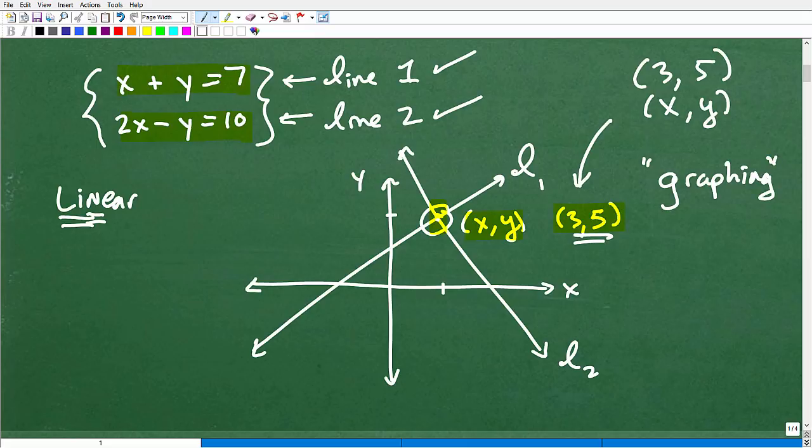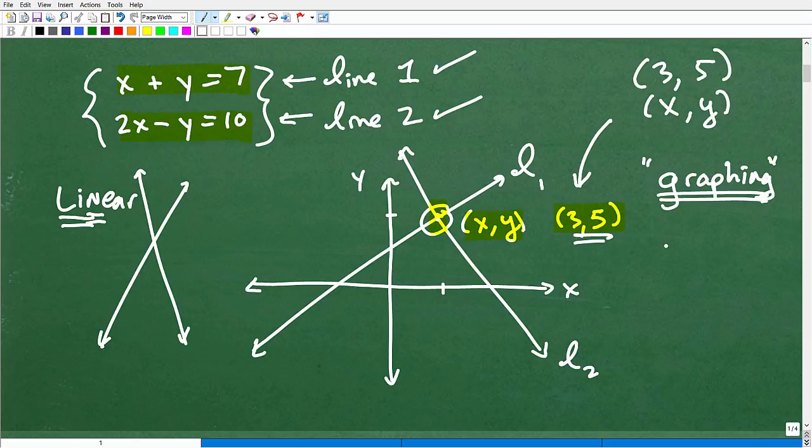It's a real basic method, but it's not practical, because what if these lines were way over here? Then you'd have to have graphing paper that was like 20 feet by 20 feet, and your parents would get upset because your whole house would be covered with graphing paper. Not a practical method, but we do use it as an introduction to systems. So we need other approaches. We need algebraic approaches to solve systems.